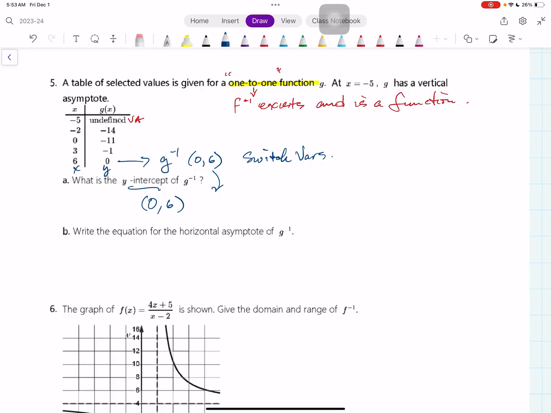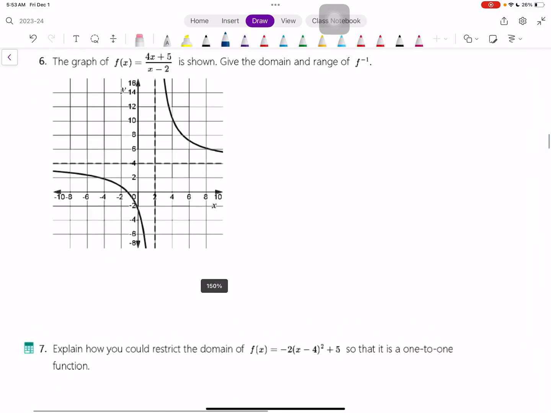Now write the equation of the horizontal asymptote of g inverse. Well, you take the vertical asymptote and you switch variables. Here, x equals -5 becomes y equals -5. It becomes a horizontal asymptote, HA for short. And that's it, because we switch variables, guys. It's not that hard.